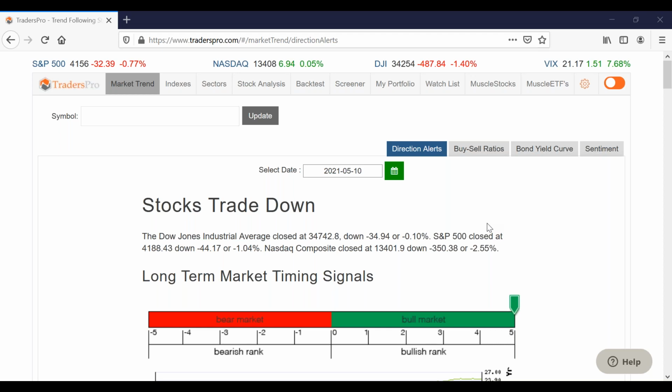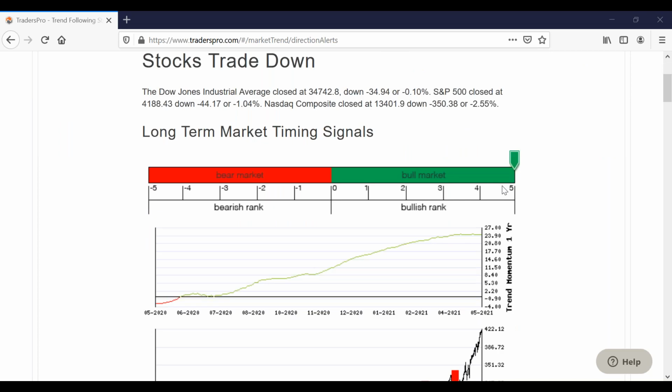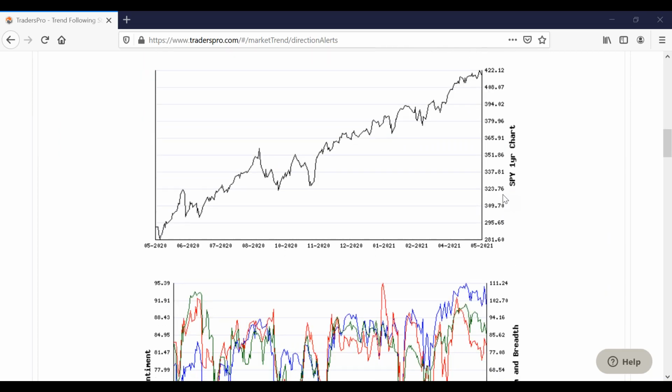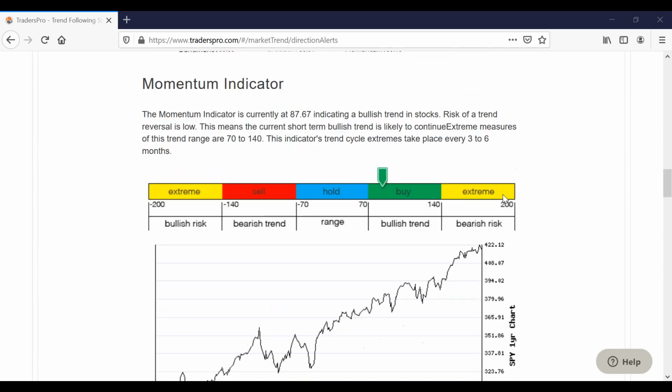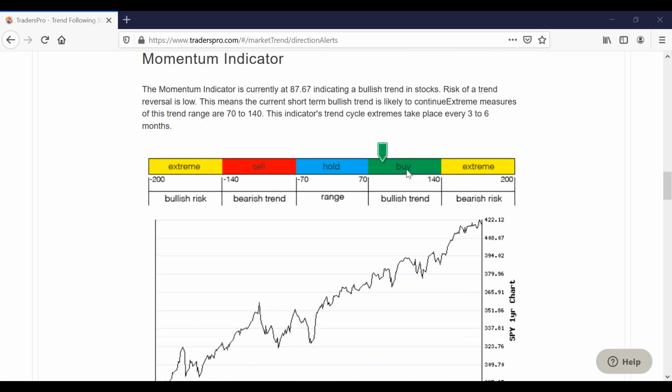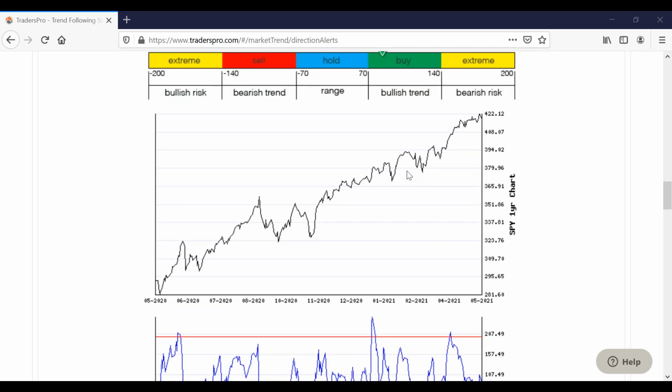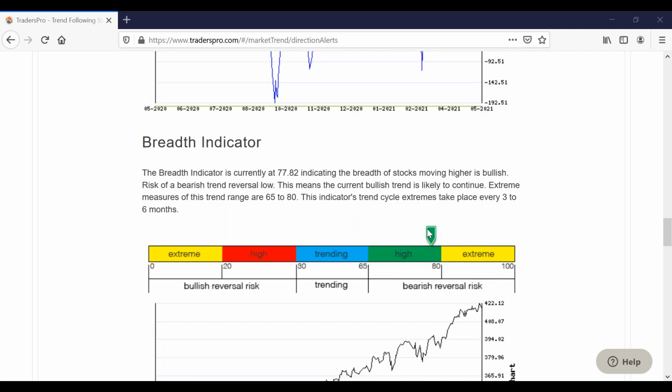Like I said, we'll look at the chart here in just a second, and you can see what I'm talking about. But as far as the direction alerts, I'm not seeing anything that is telling me the market is overbought. The momentum has moved back down off that extreme area. Brett, same thing, moved off that extreme area. We're just kind of hovering right here.